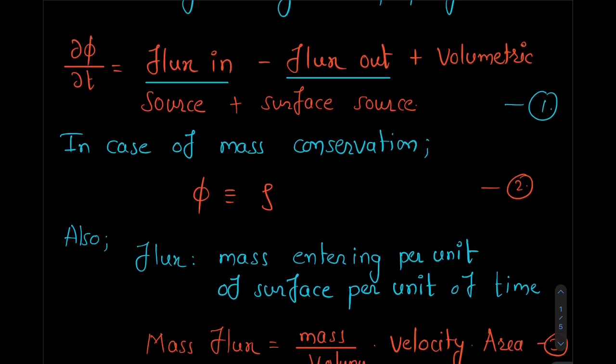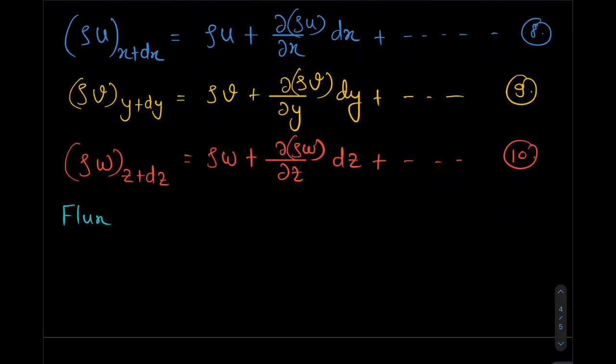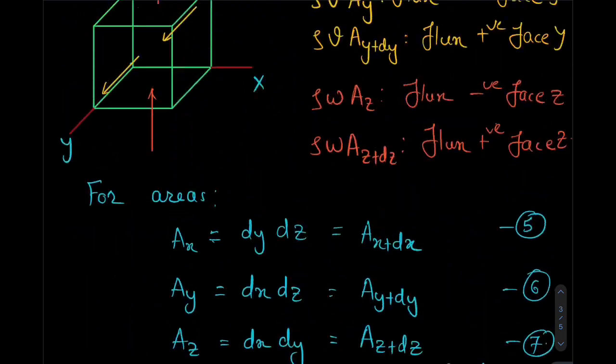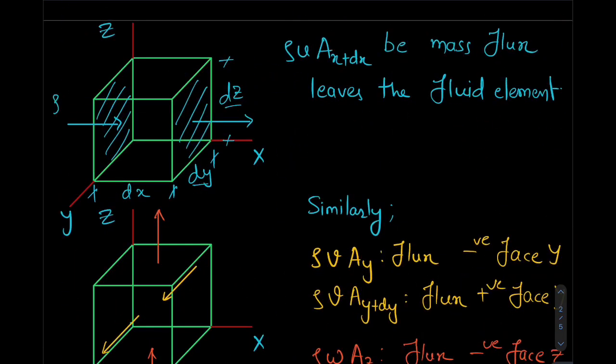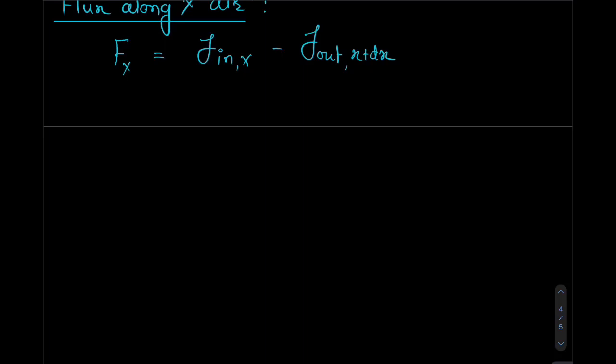Okay, so we need to model these flux in and flux out. Let us consider flux first of all along the x direction, and we already have Fx is equal to F in minus F out along the x direction, at x plus dx. So this is rho u multiplied by dy dz, and rho u at x plus dx into dy dz. So that was the area. We need to put these terms into these equations.